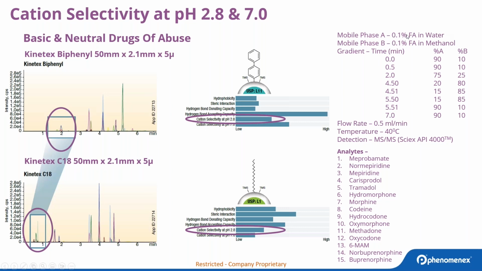And since we're working at a lower pH, you can see here we're working with formic acid in water and methanol. So that's why we're focusing on the 2.8 pH. We're going to be looking for a cation selectivity that has a higher value, and with the Kinetex biphenyl, we do have that. You'll see there have been some changes in elution order, or retention times, and the neutral ones are still being retained, but now we're pulling these other ones along with it.